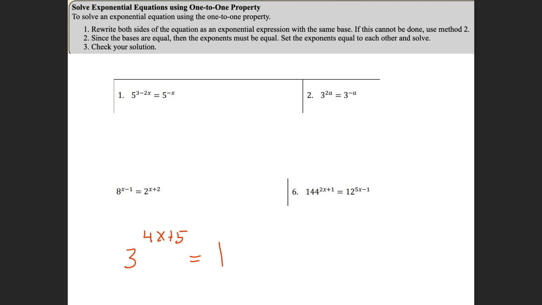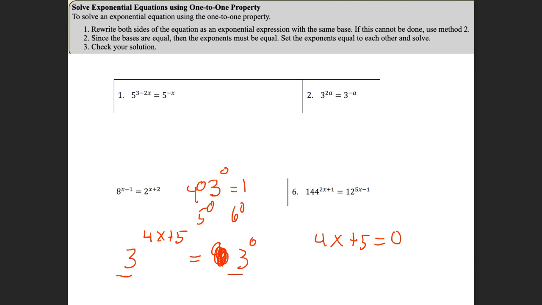See, on an assessment, I would question that. So basically what you're saying is 3 to the 0 is equal to 1, right? So in place of this 1, I'm going to put 3 to the 0, because that is 1, isn't it? So now the bases are the same. So 4x plus 5 is equal to 0, and I can solve that problem. So anytime it's equal to 1, you could put 3 to the 0, you could put 4 to the 0, you could put 5 to the 0, 6 to the 0. It all depends what the base is.